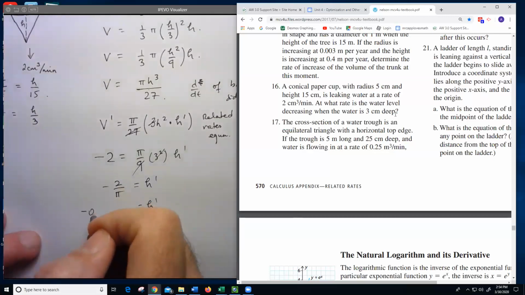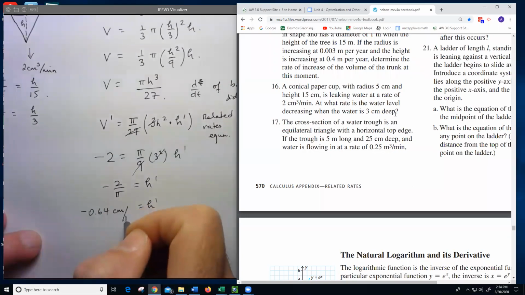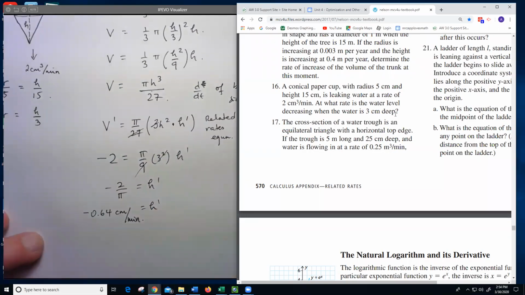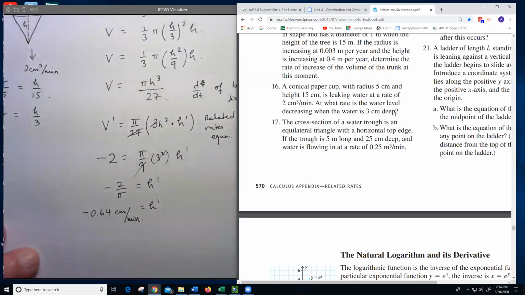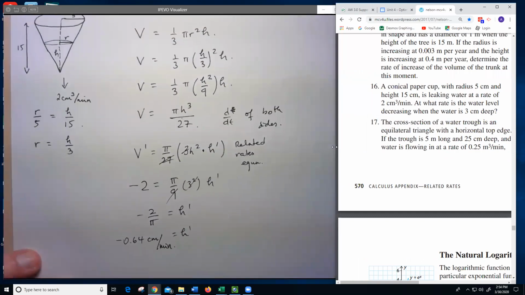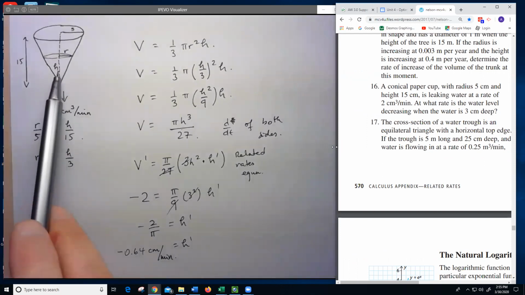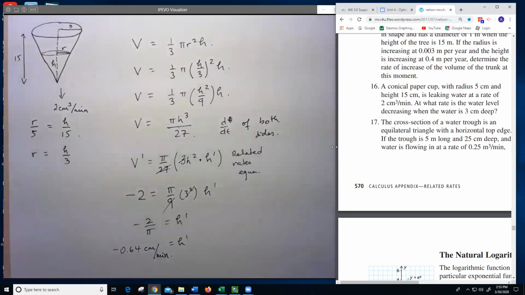So -0.64, and here it's centimeters per minute. Okay, because the length measurements are given in centimeters and the time measurements are given in minutes. All right. So this tells us that as this water is leaking out, how quickly the height is changing with respect to time. Okay.